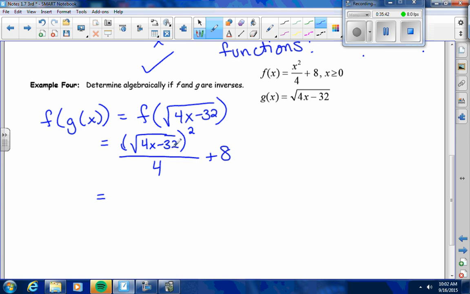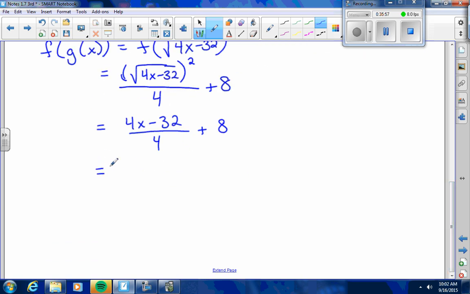I have the square root of 4x minus 32, quantity squared. So what happens? They cancel. So up top I have 4x minus 32 divided by 4, plus 8. With 4x minus 32 divided by 4, can I divide the denominator of 4 into both of those in the numerator? Yes. That's 4x over 4 minus 32 over 4.